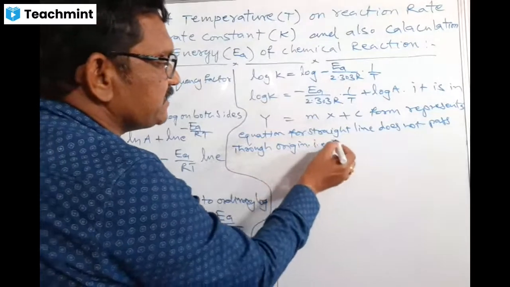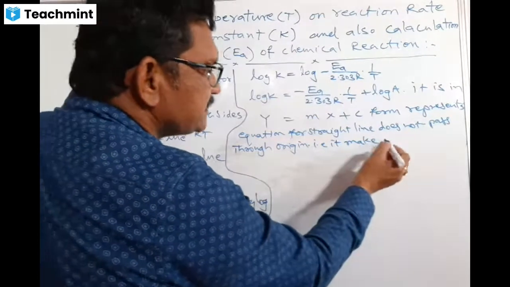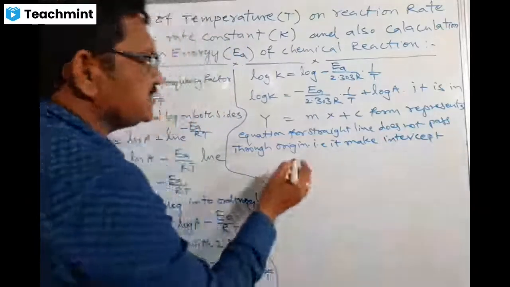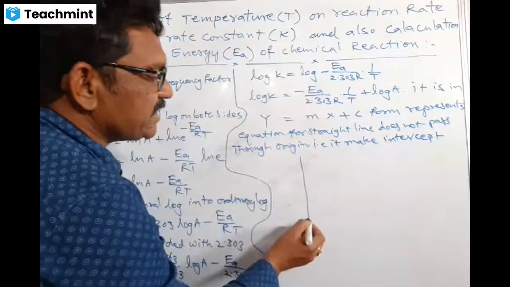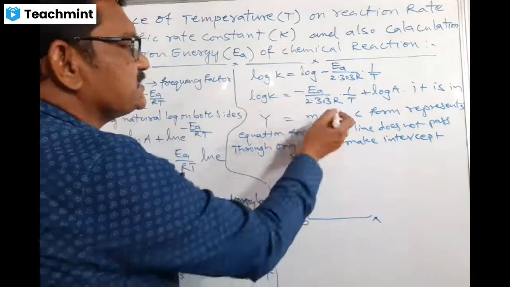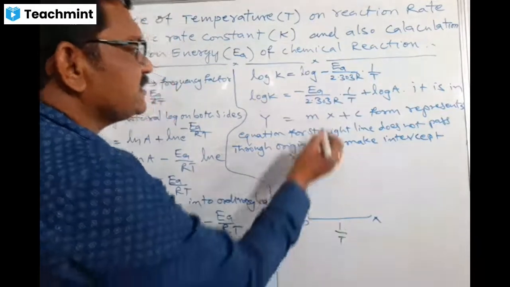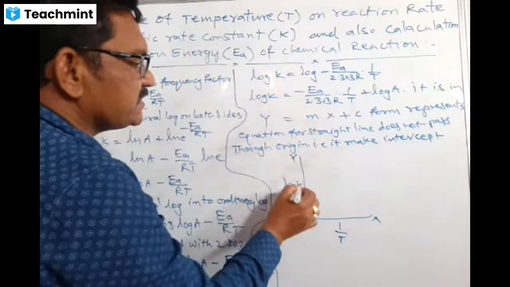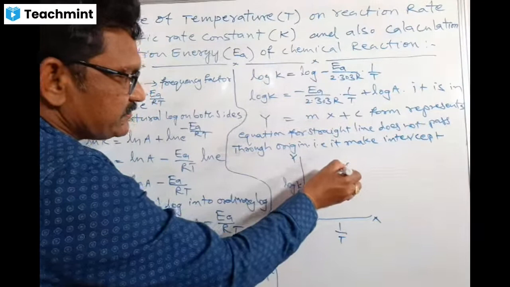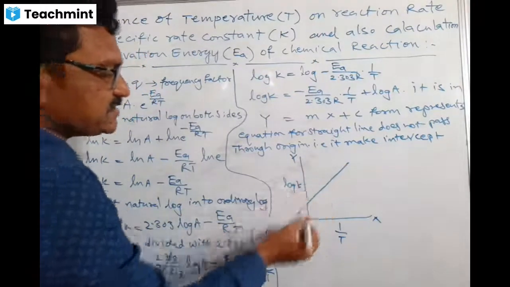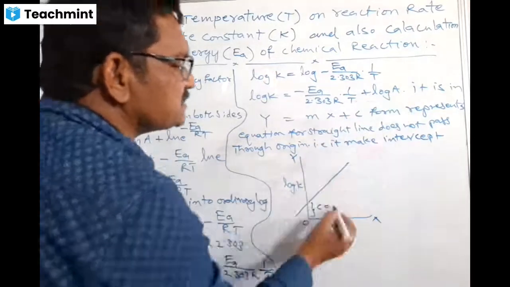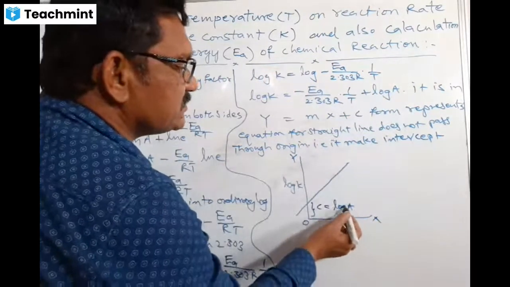That means it makes an intercept. How much intercept do we have in this reaction? See, it is easily understood by observing the graph. Take origin, x-axis, y-axis. On the x-axis you take 1 by T. On the y-axis you take rate constant values. Here you get a straight line graph like this, which does not pass through the origin. Here it makes some intercept, that is, C is equal to how much? C is equal to log A.